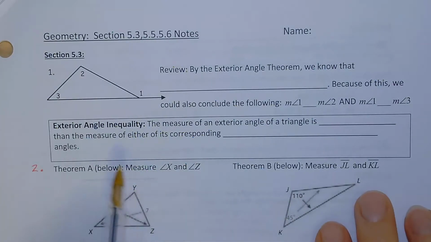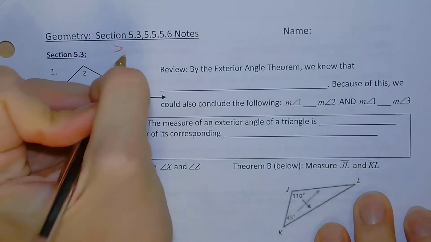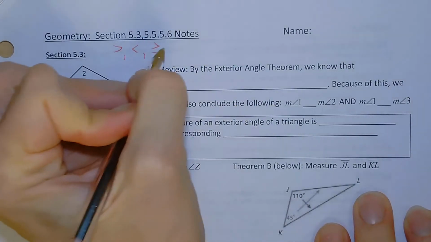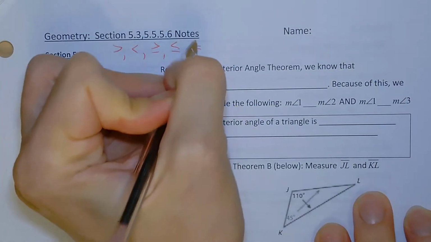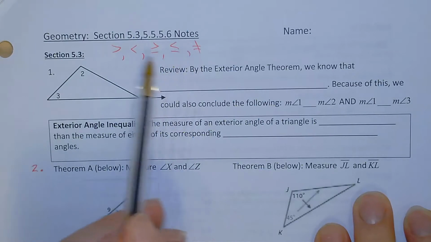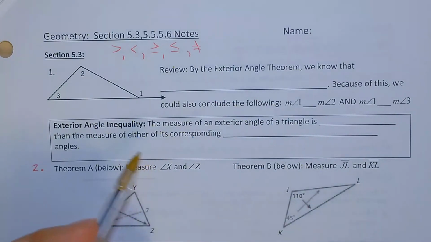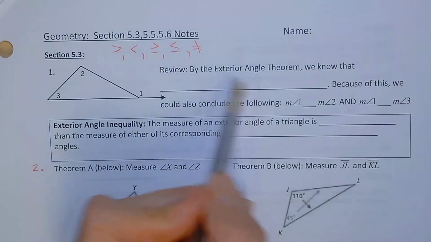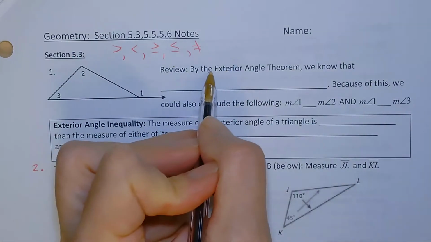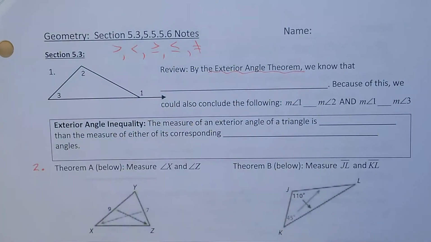And so if you think about the inequality signs from Algebra 1, greater than, less than, greater than or equal to, less than or equal to, or does not equal, these are called inequalities, and these theorems all have to do with inequalities. So it's kind of weird. You don't have a lot of those in geometry, except for these sections. Okay, so this is the old theorem that we learned earlier in the year, the exterior angle theorem.